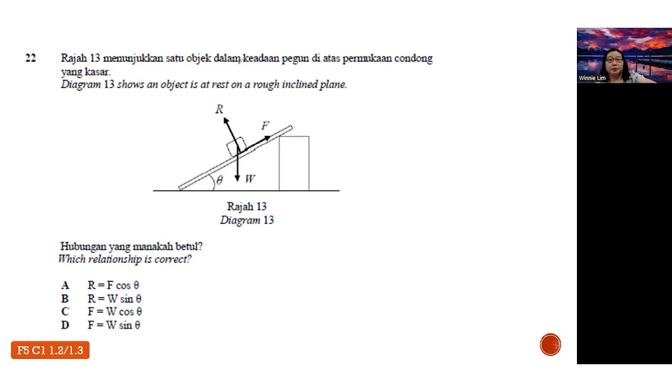The keywords for these questions, you need to be alert. First, the object is at rest. If the object is at rest, what is the resultant force acting on the object? 0, 0 Newton. This is the idea of equilibrium. This is the concept of equilibrium.